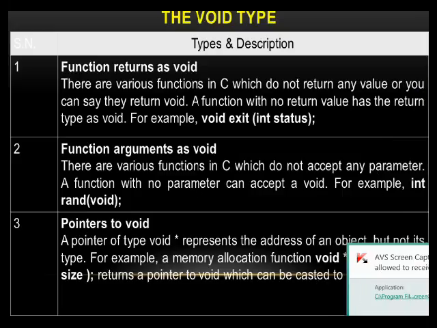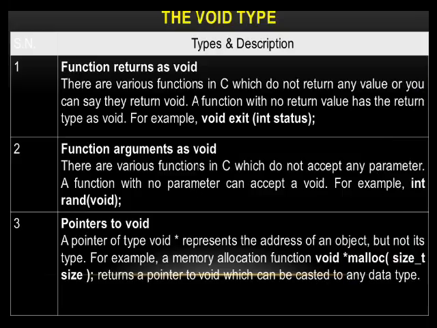Next we're going to talk about the void type. Here void type is nothing but an empty data type that has no value. This can be used in functions and pointers. So here there are different types and their descriptions. There are 3 different uses: function returns as void, function arguments as void, and pointers to void. The first one, a function with no return value, has a return type of void. Here it does not return anything, so the return type will be void. This is an example.